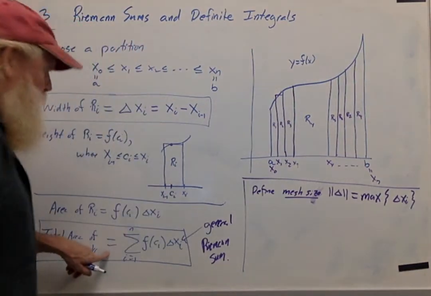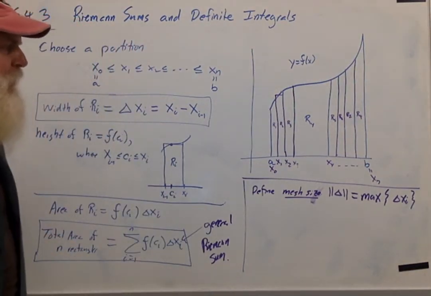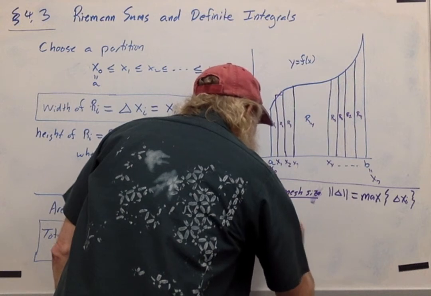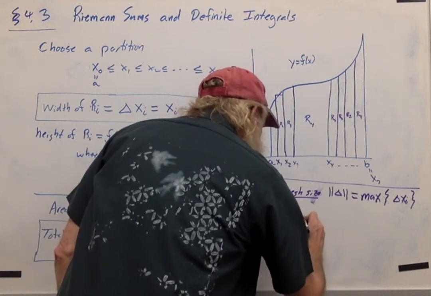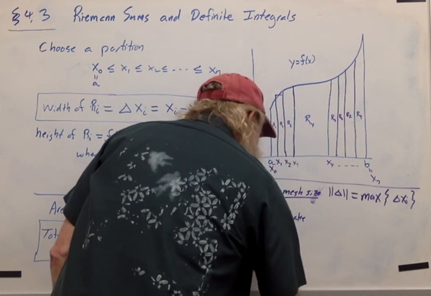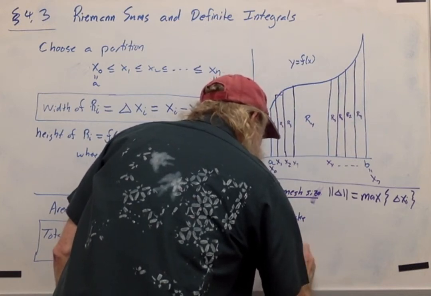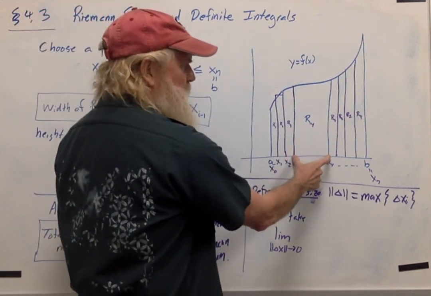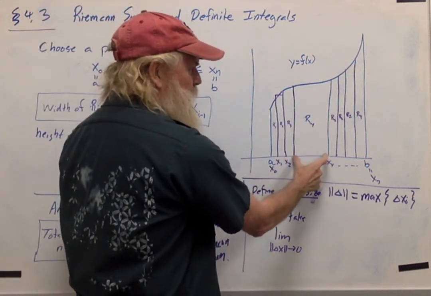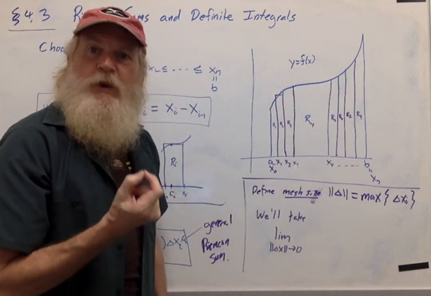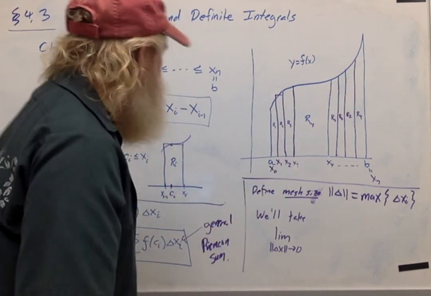And then here, when I say that I want to make all the rectangles skinnier and skinnier, we'll take the limit as the mesh size goes to 0. Because if the biggest rectangle has a width that's going to 0, then that means that every smaller rectangle has to have a width that's going to 0 as well.